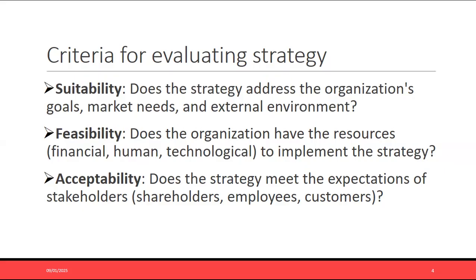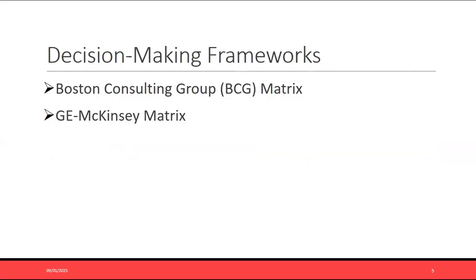And then finally, you have acceptability. You want to check from the various stakeholders and see if the strategy you have chosen meets the expectations of those stakeholders. So you can check the expectations of your shareholders, employees, your customers, the general public. So you would want to find out if the strategy you have gone in for meets the expectations of the various stakeholders of your business.